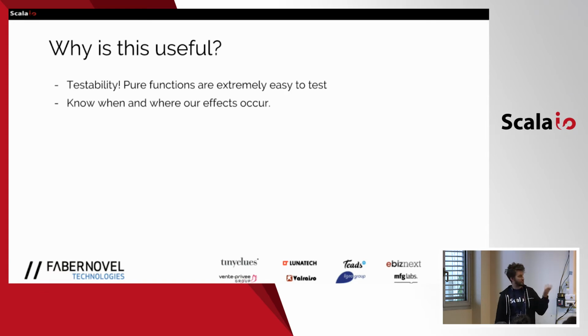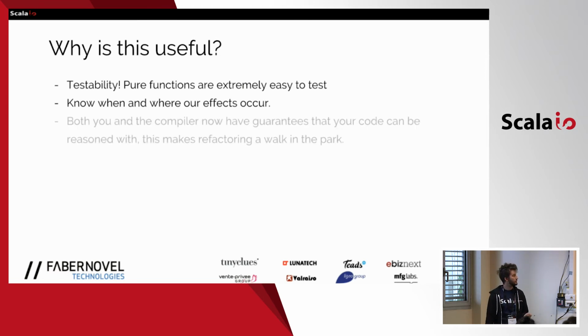And this is exactly this point: know when and where our effects occur, right? If we have any effects at all, which we're going to come to later, we will know when, where, or how they occur. And this can be very, very useful when you want to reason about your program and find out why is my program writing to the database here? I don't see the call. But when doing pure functional programming, you will see exactly where and how this happens.